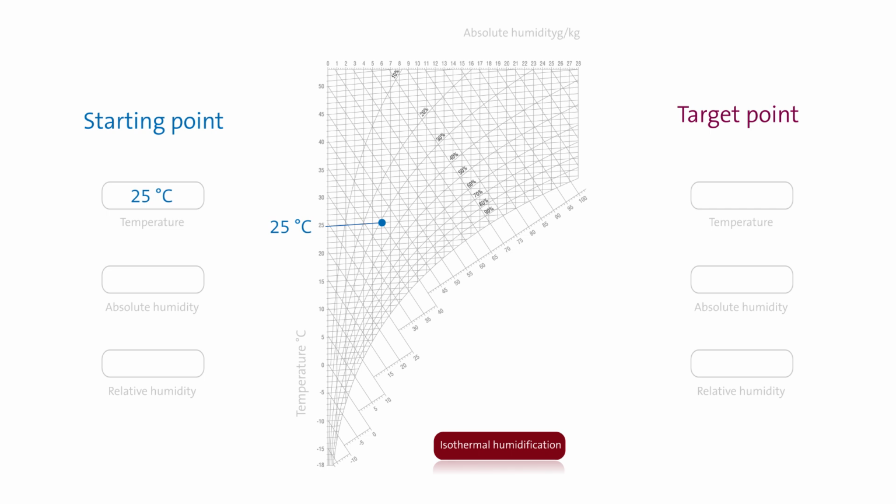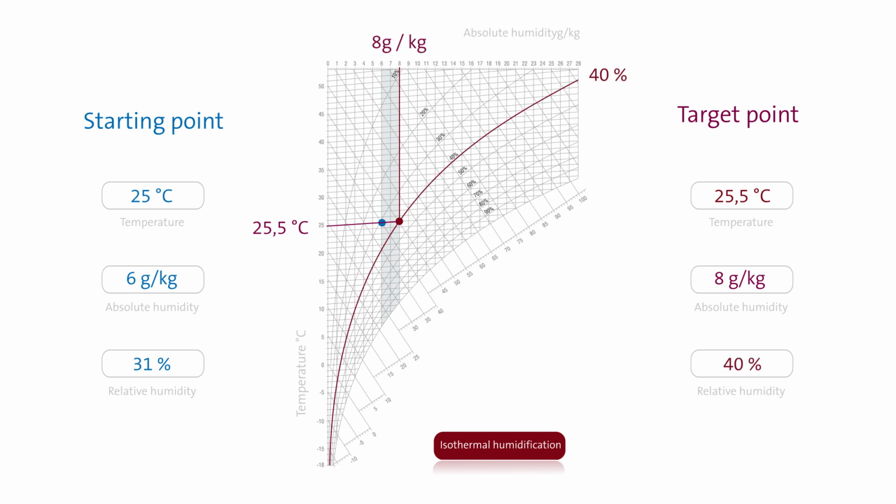Let's start again with a temperature of 25 degrees Celsius, an absolute humidity of 6 grams of water per kilogram of air, and a relative humidity of 31%. We'll now use an isothermal method, i.e. steam humidification, to add 2 grams of water per kilogram of air. At the target point, we reach an air condition of 25.5 degrees Celsius, 8 grams of water per kilogram of air, and a relative humidity of 40%.